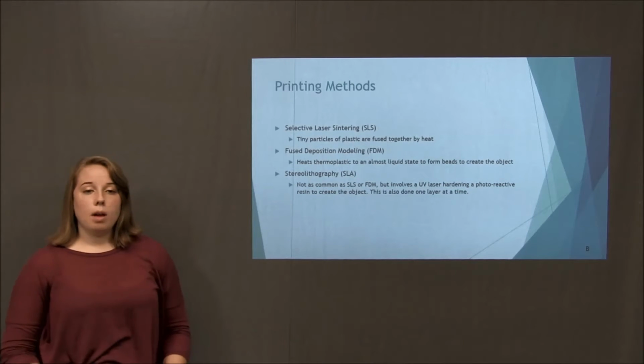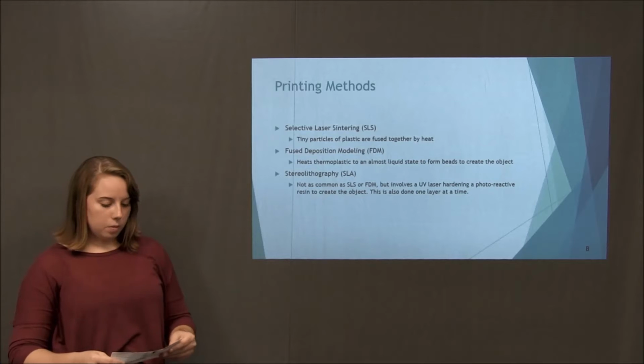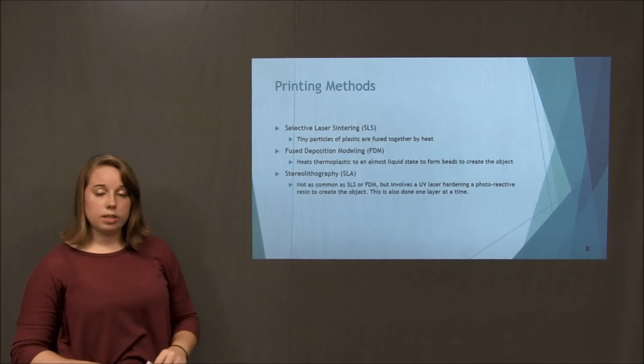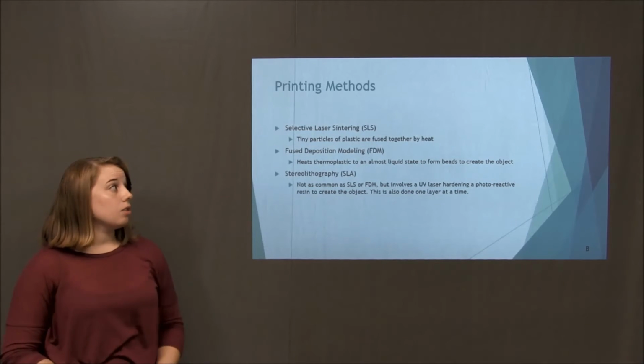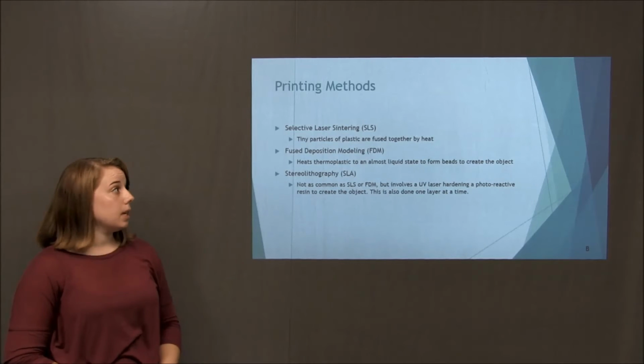And then there's 3 major printing methods. The first one, the most common, is SLS, which is selective laser sintering, and that's taking tiny particles of plastic and fusing them together by heat.